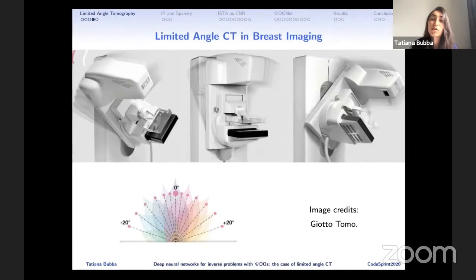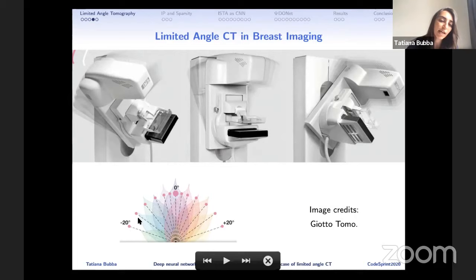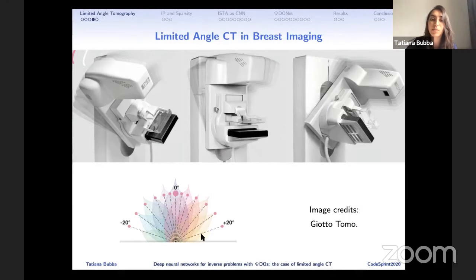Then another classical example of limited angle tomography is breast imaging. You can see an actual device produced by a company in Italy, placed in Bologna. It's called Giotto Tomo, and in their case the visible wedge goes from -20 to +20 degrees, so it's only 40 degrees, and you only have a few directions from which the measurements are taken, usually ranging from 11 to 13. So you see that it's not only limited in the angle, it's very sparse also in the measurements.